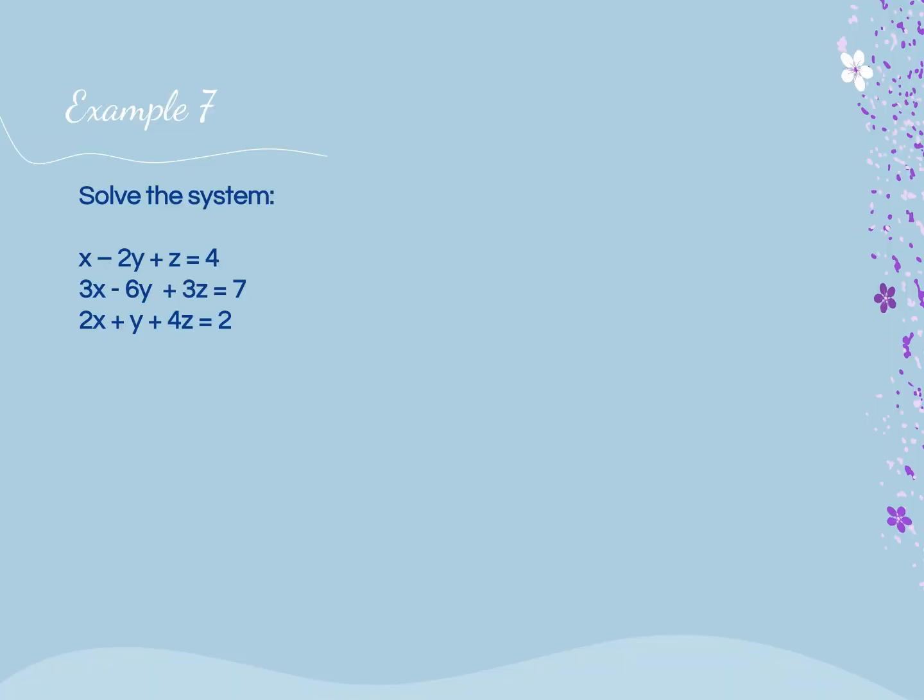And last but not least, we're on this last one. And so we come to this last example. I'm going to take the first two again. I try to be consistent. x minus 2y plus z equals 4. 3x minus 6y plus 3z equals 7. I'm going to try to eliminate my z's, and so I'll multiply by negative 3. When I do that, I get minus 3x plus 6y minus 3z equals minus 12.